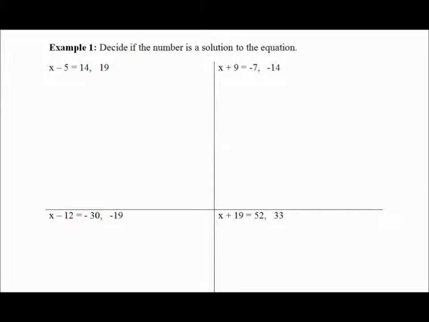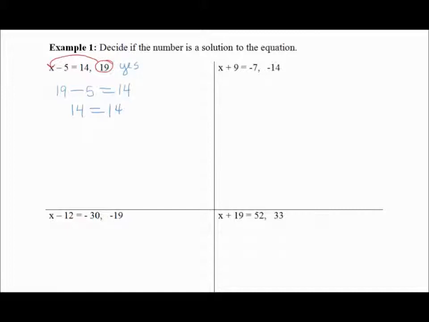The first equation I have is x minus 5 equals 14. We're checking to see if 19 is the solution to this equation. So I just need to make my substitution. I'm going to substitute this x with a 19, and then that becomes 19 minus 5 equals 14. Well, 19 minus 5 is 14. So that is a true statement. 14 equals 14. My left side equals my right side. So I know that 19 is a solution. So I'm just going to put yes, that it is a solution.